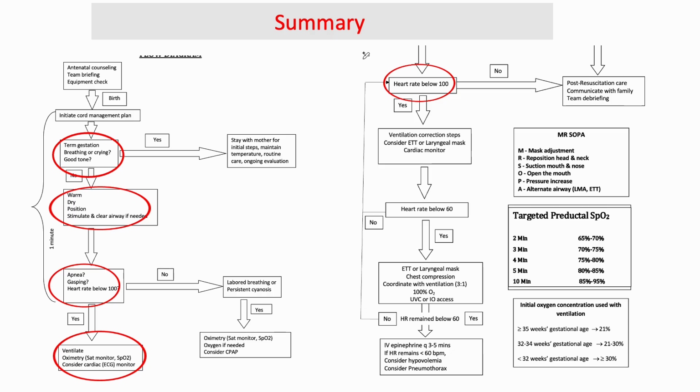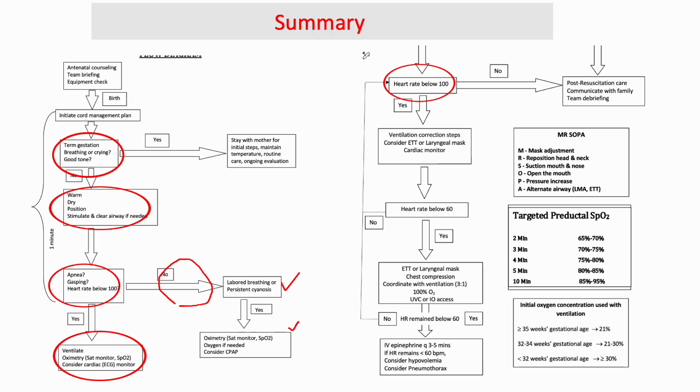Heart still remains less than 100. I'm not going to talk about the right side because if it's no, then the baby will be okay. Like for example here, if the answer is no, then we know we don't have to do much. You just follow these boxes. So that's easy. So now we are here now. The heart rate still remains below 100. So what should we do now?